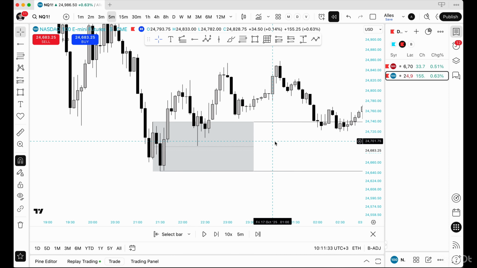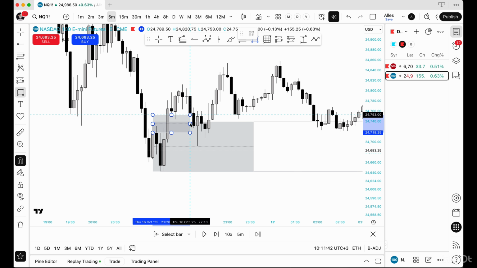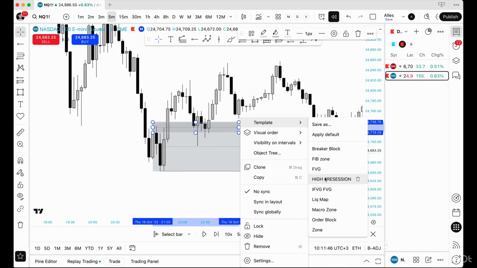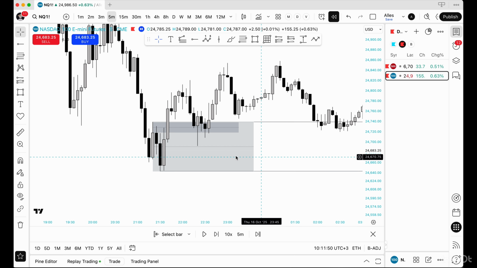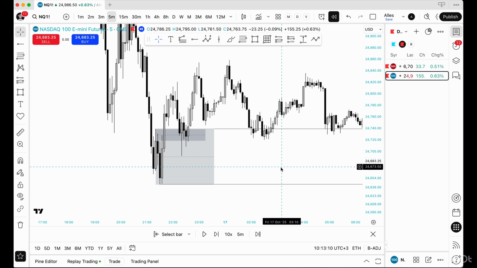Easy. Where's the breaker block? We have a high, and the highest candle is an up candle. So we take the wick of it, and that's, sorry for the magnet, but that's the breaker block. And that's pretty much all it is. Okay, I think breaker block should be clear. It's maybe a little bit difficult.